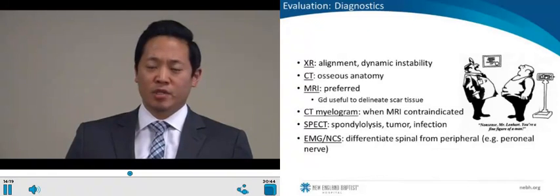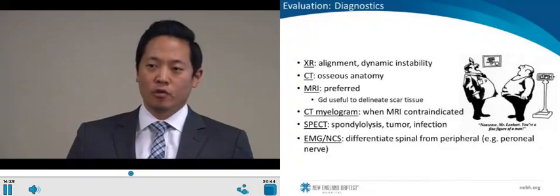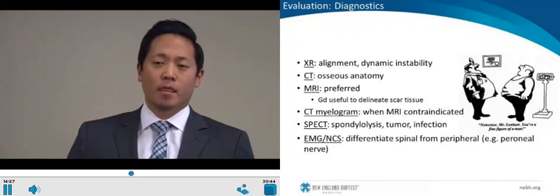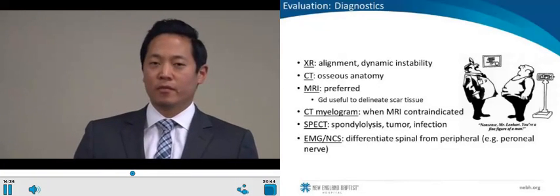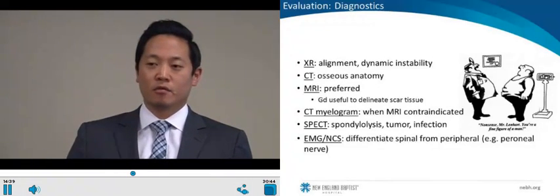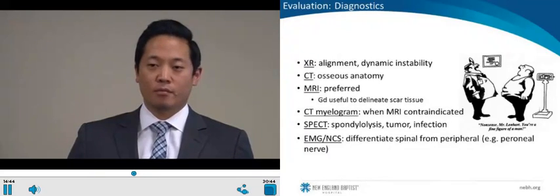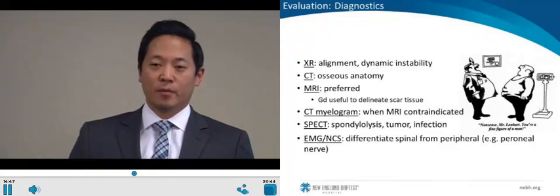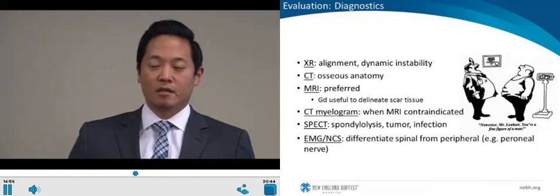SPECT scans are used under certain circumstances, most commonly to identify active spondylolytic defects, tumors or infection, and sometimes fractures as well. An EMG and nerve conduction study are useful to differentiate spinal type nerve pathology versus peripheral. In the lumbar spine, it's useful to keep in mind the possibility of a peroneal nerve compression. Along the fibular neck, the peroneal nerve can be compressed and lead to symptoms that mimic an L4 or L5 distribution. It's useful to delineate that prior to undergoing an unnecessary spinal surgery.